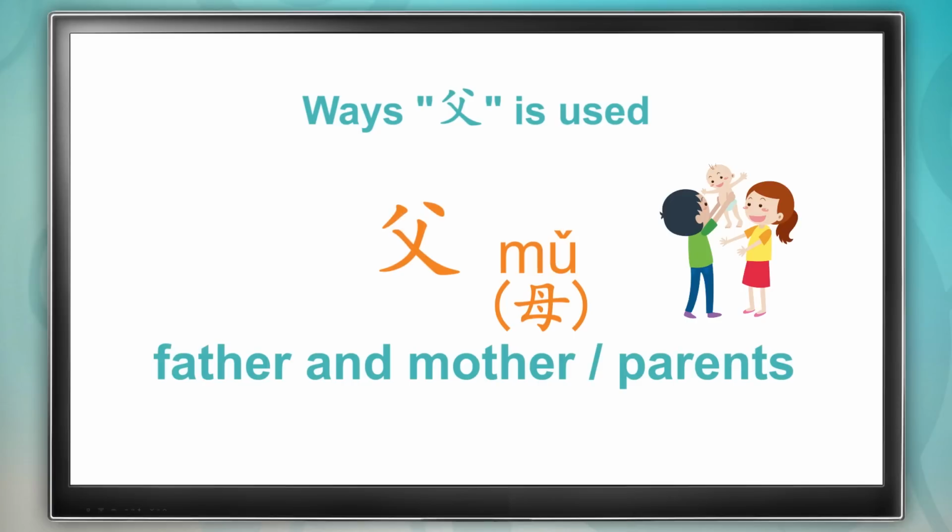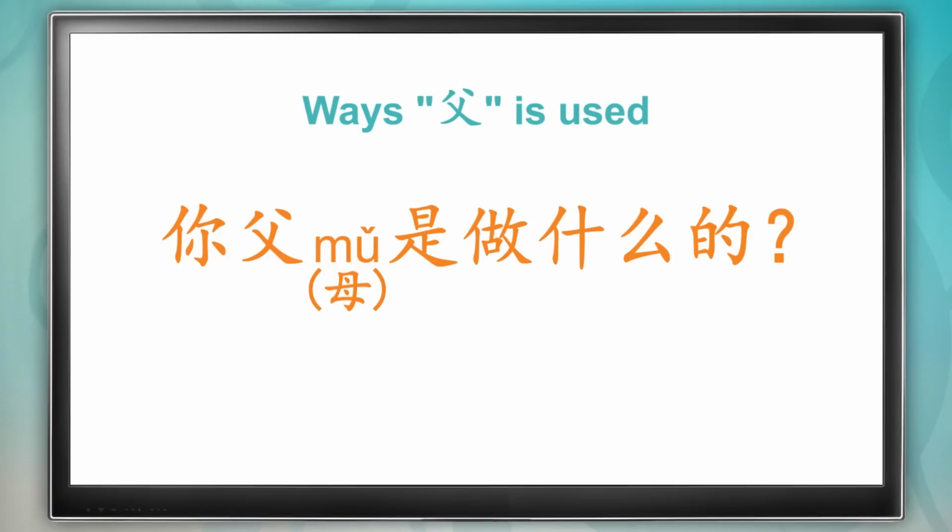Let's use it in a sentence. Read it with me. 你父母是做什么的? Good job! This means, what do your parents do? If you're living in China, you might be asked this question at some point.